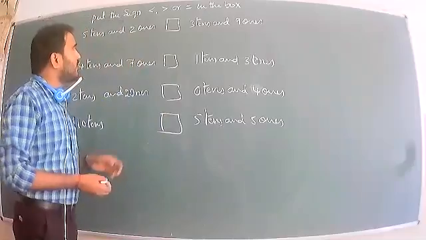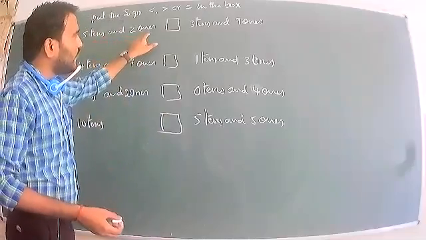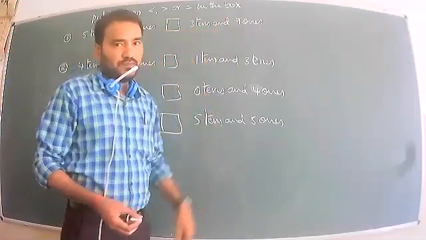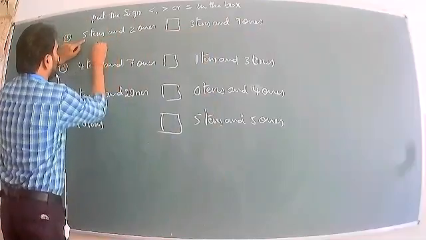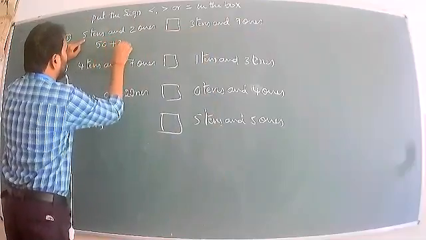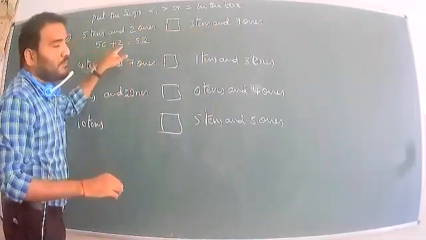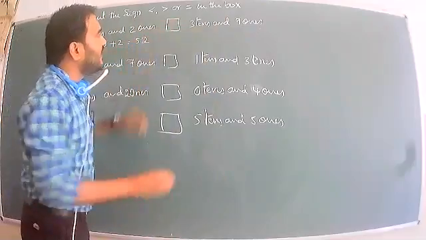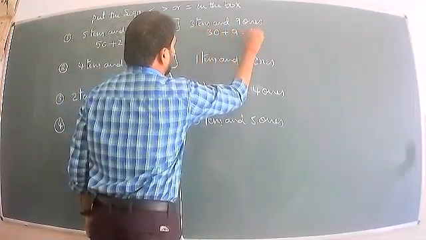So how do we compare the numbers? 5 tens and 2 ones. 3 tens and 9 ones. 5 tens and 2 ones means 5 tens plus 2 ones equal to what? 52. 50 plus 2, 52. Next one, 3 tens means 30, plus 9 equal to 39.